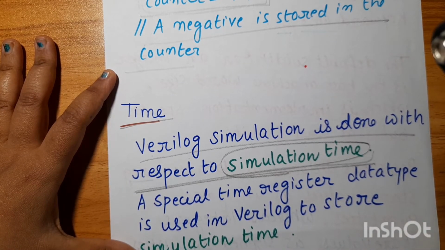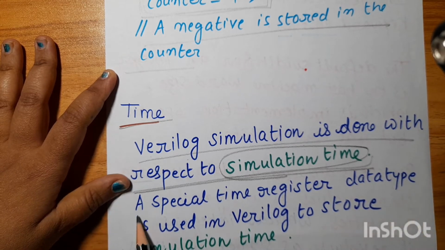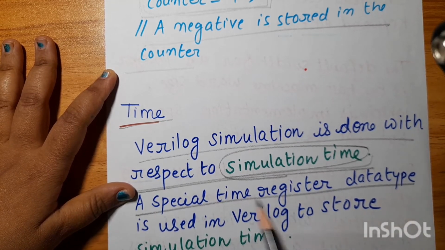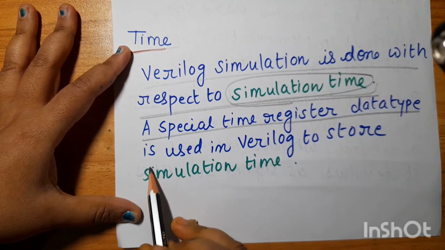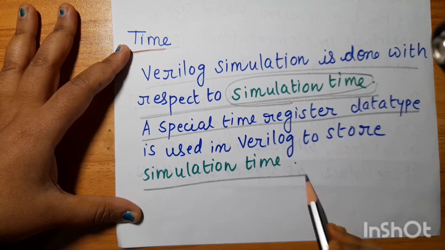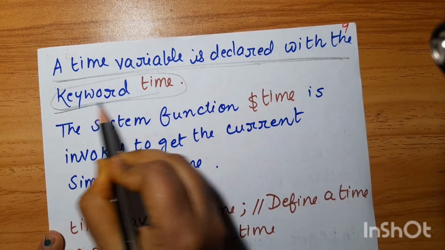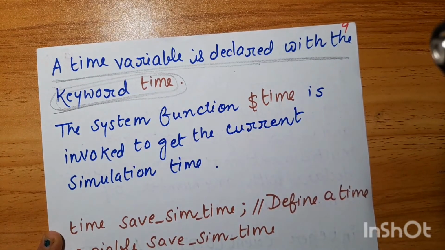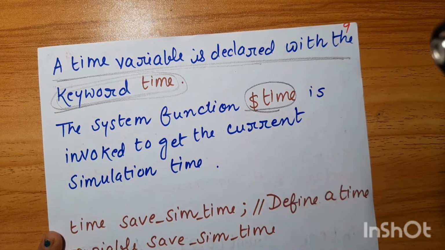Verilog simulation is done with respect to the simulation time. And in order to store the simulation time, we have a special type of register that is called time register data type, which stores the simulation time. It is used in Verilog to store the simulation time. A time variable is declared with the keyword time. So keyword time is used in order to declare the time variable. We have a system function that is $time, and that is used in order to invoke the current simulation time.